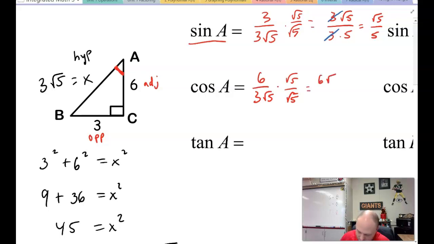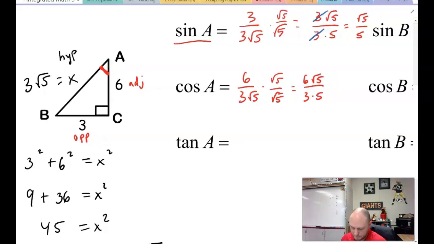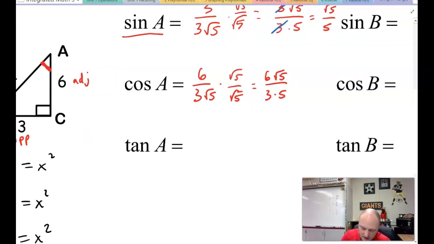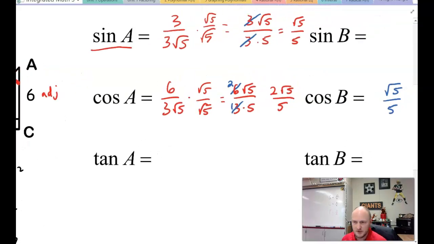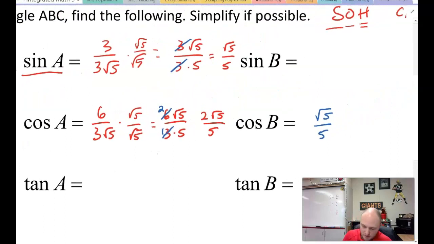Okay, and we get 6 root 5 divided by 3 times square root of 5 times square root of 5, which just gives us, again, 3 root 5, which you can make that 15, but again, I need to go ahead and reduce here. I'm going to reduce the 6 and the 3 by 3, so this becomes 2. This becomes a 1. So I get 2 root 5 over 5. There's your answer. And if cosine of A is 2 root 5 over 5, then sine of B is 2 root 5 over 5.